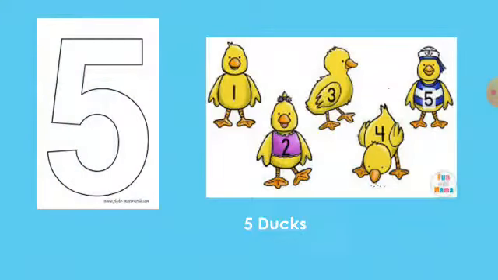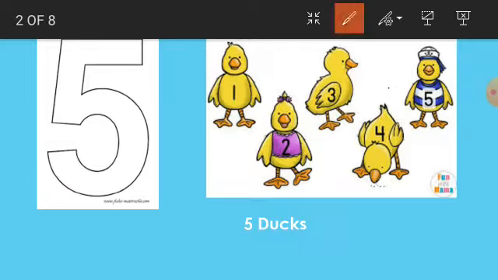Which number is this? Yes, you are right. This is number 5. How to make 5? Go down, make a curve and put a line on the top. Number 5. How many ducks are there in this picture? Count with me. 1, 2, 3, 4, 5. Yes, 5 ducks.